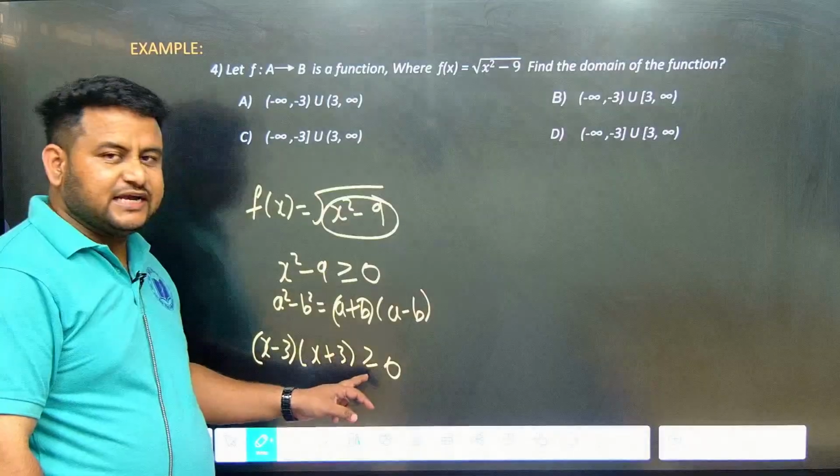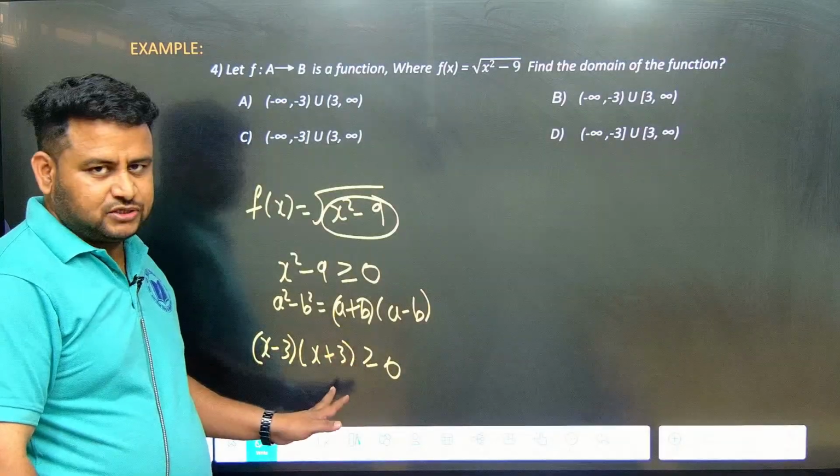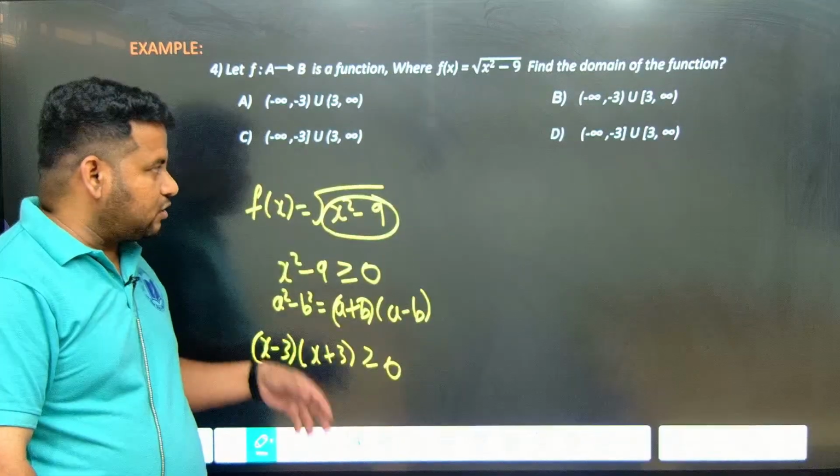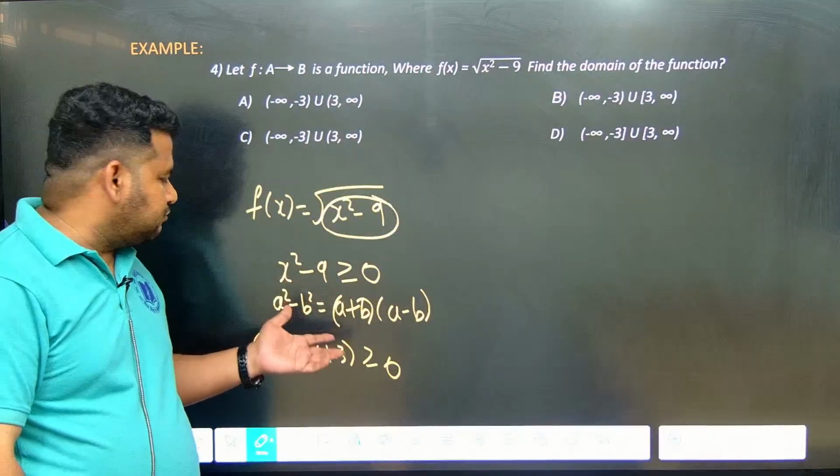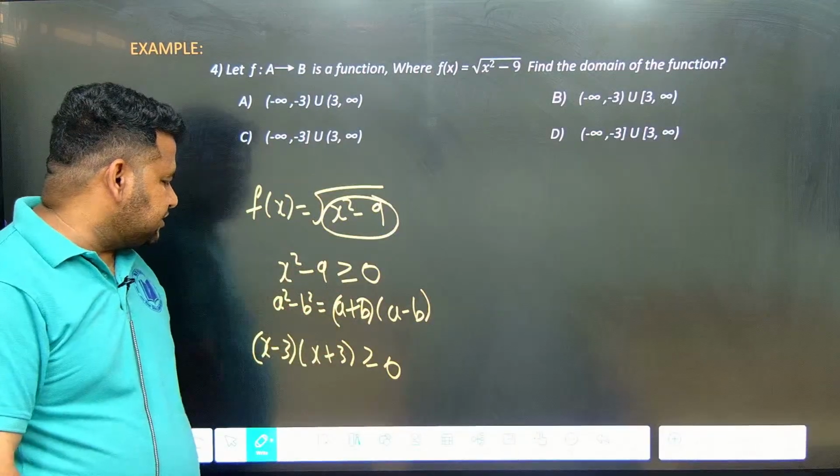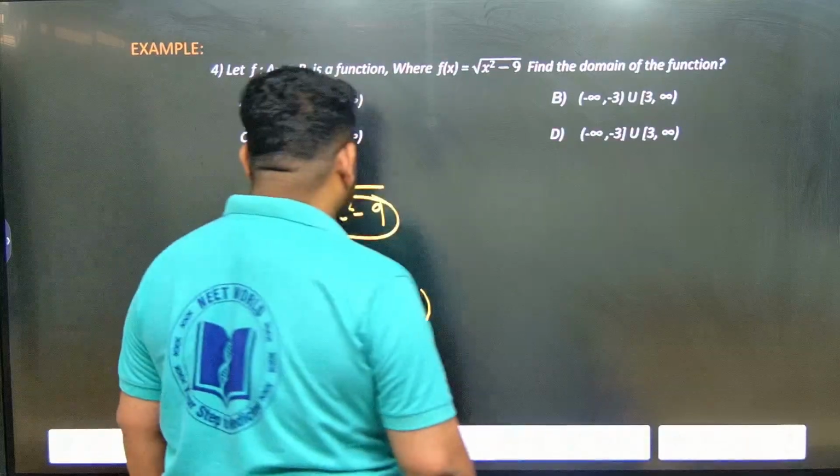Here the inequality is what? Greater than or equal to 0. Or you can use even wavy curve method. So see here, if you use a wavy curve method, what we will have?